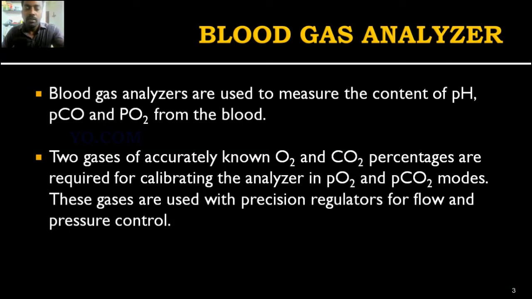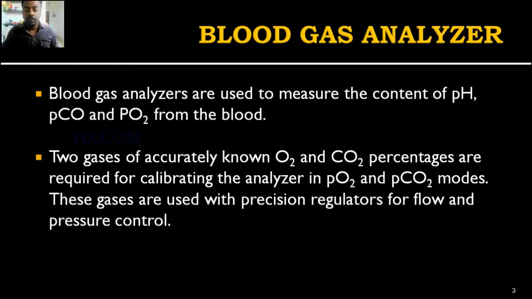These two gases are mainly required to calibrate the instrument or analyzer to measure PO2 and PCO2. These gases are used with a precision regulator for flow and pressure control.